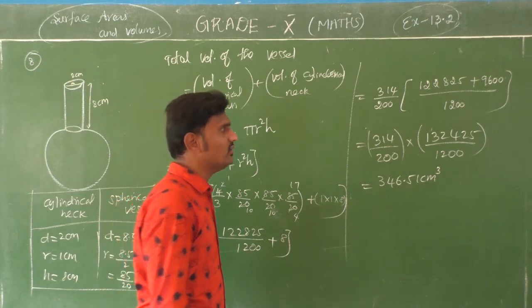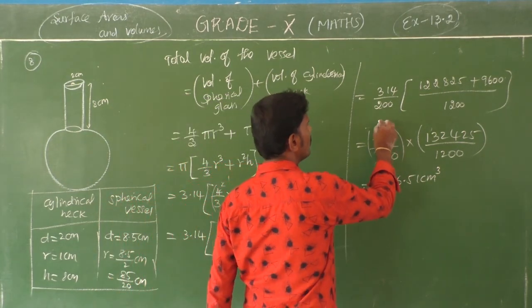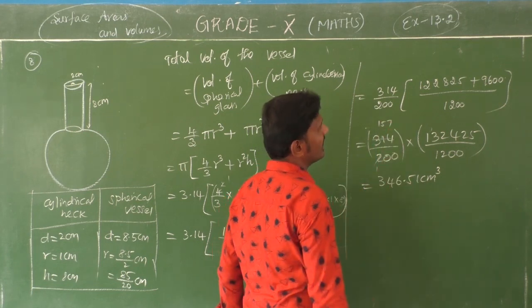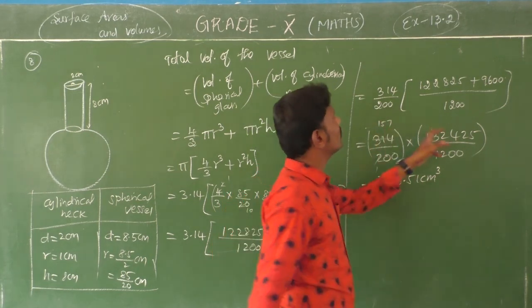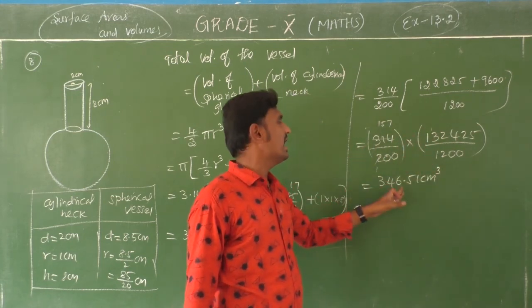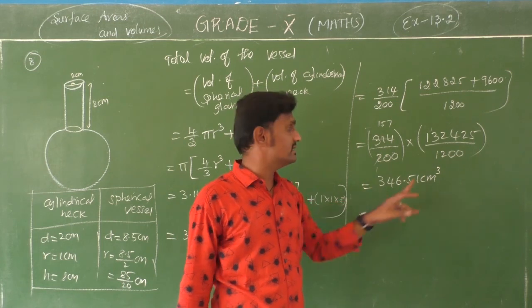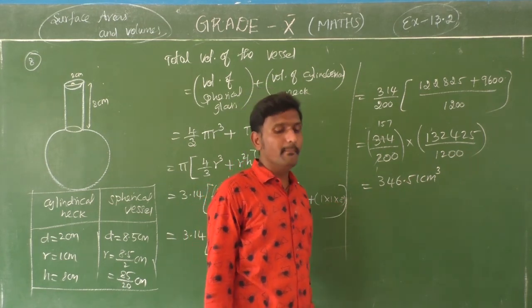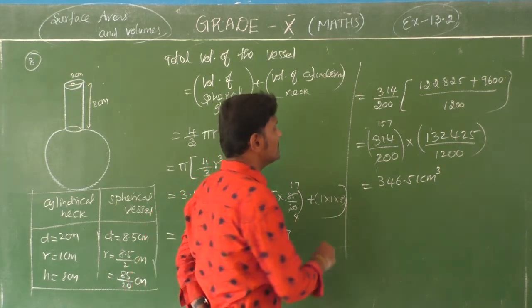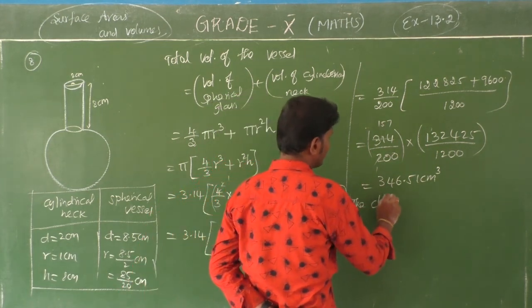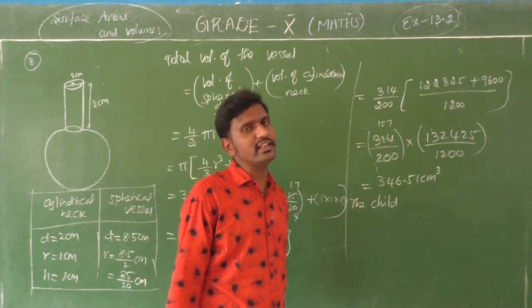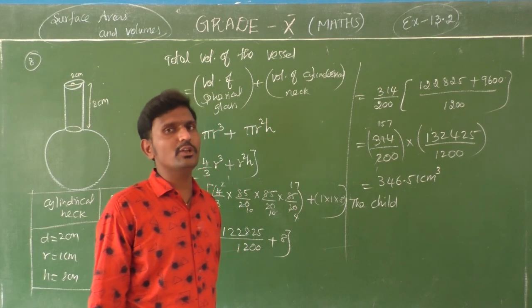Students, try it yourself. To simplify, 1 twos are 2, and so on, and like that you multiply these two numbers and divide by 12, and move the decimal by 2 places to get that answer. But in the question itself, the child's answer is 345 centimeter cube as the total volume of the vessel.